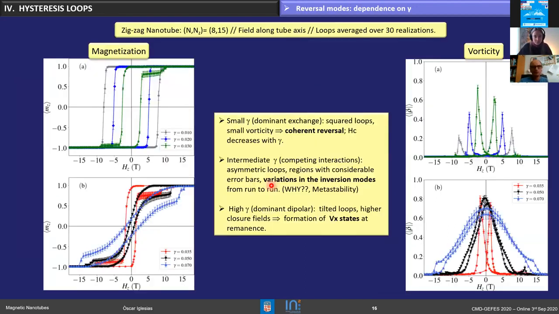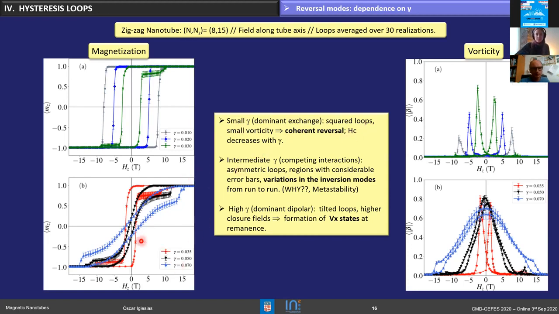And now let's switch to the reversal mode dependence on the gamma parameter. Let's take a nanotube, this standard one, and study what happens with the reversal modes along the hysteresis loop. We see that for small gamma, when exchange dominates, the loops are square, which indicates coherent reversal, and we see that the coercive field decreases when increasing the dipole interactions.